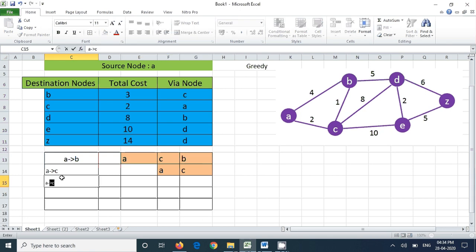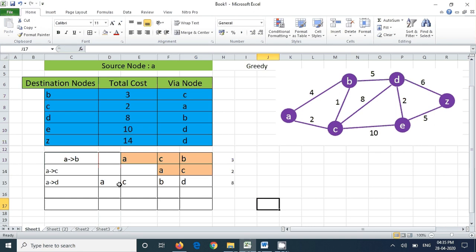Then A to D. We'll just see how A to D is reached. D is the destination. You put it here. You see the table. D can be reached via B, so put the via B here. Go to B. B can be reached via C. Put a C here. Go to C. C can be reached via A. But the total cost: A to B total cost is 3. A to C total cost is 2. A to D total cost is 8. Okay, that you can find out easily.